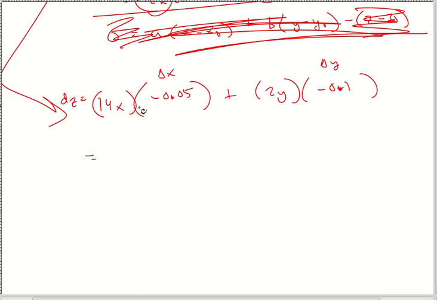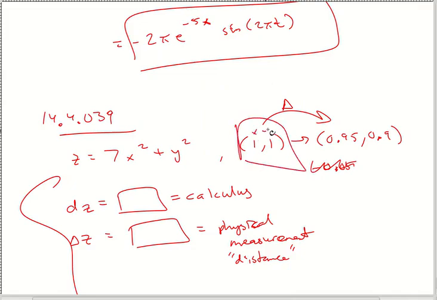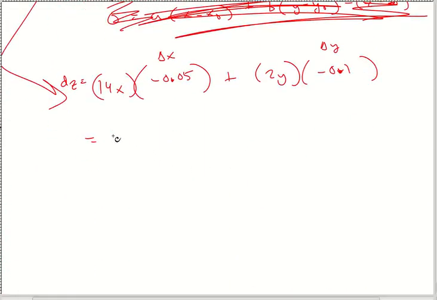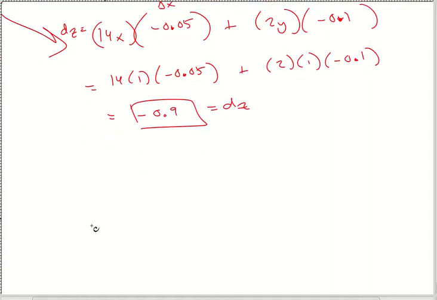So the last thing is we need a numeric. This is our formula for it, but we need a numeric for what is x and what is y. Remember what it is. This is your x and y, isn't it? 1 and 1. So I got 14 times 1 times negative 0.05. Almost there. 2 times the 1, so negative 0.1. Calculator for sure, negative 0.9, and you're done. So that's the dz. That's your calculus stuff, because we did derivatives along the way.